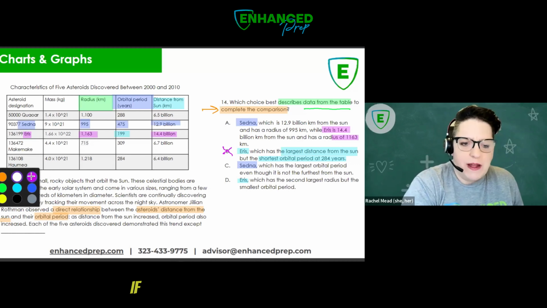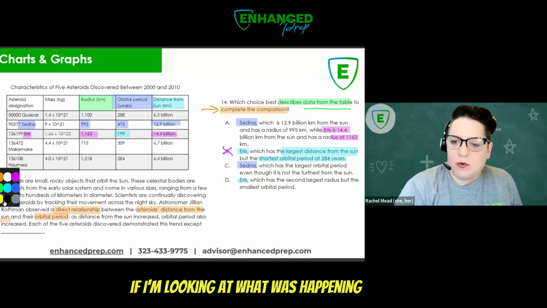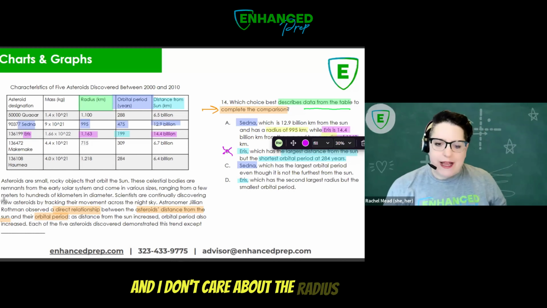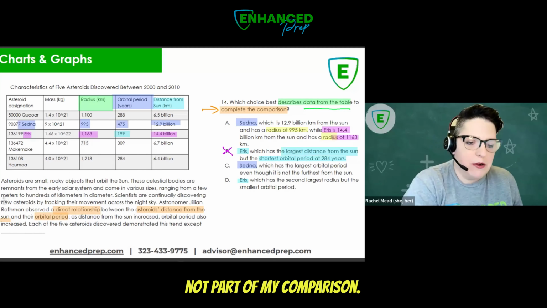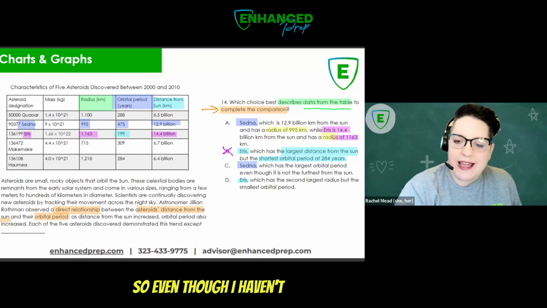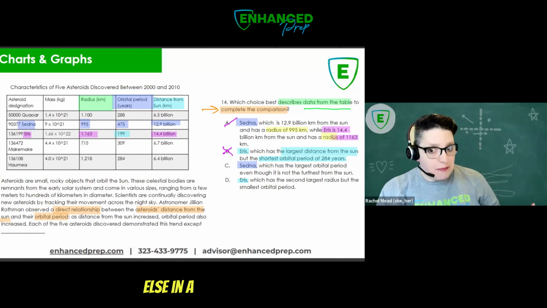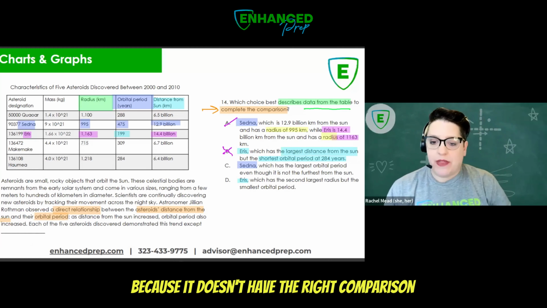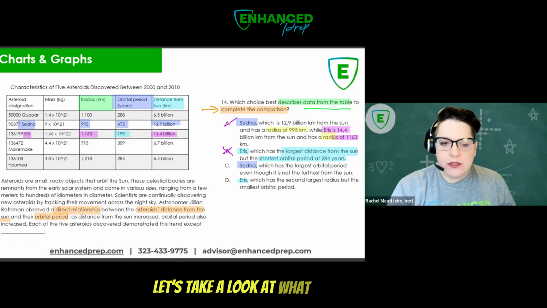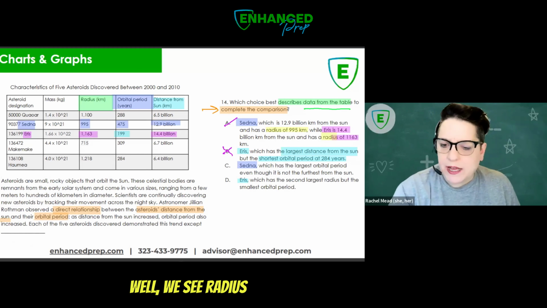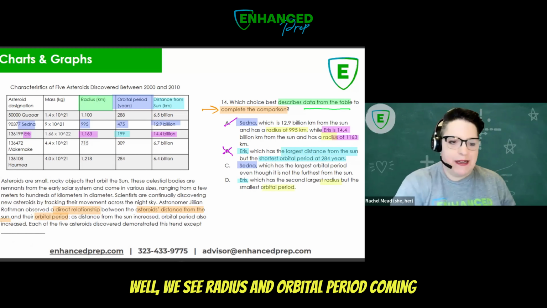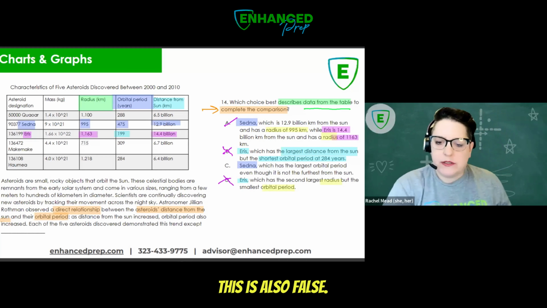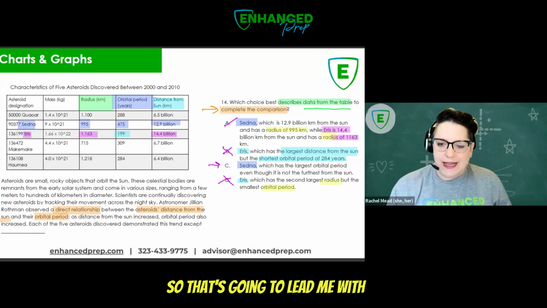Well, no. If I'm looking at what was happening in A, it's talking about the radius. And I don't care about the radius because it's not part of my comparison. So even though I haven't analyzed everything else in A completely, I need to get rid of it because it doesn't have the right comparison that I need. Let's take a look at what else we have. Well, we see radius and orbital period coming into play with D here as well, which means that this is also false. So that's going to leave me with C.